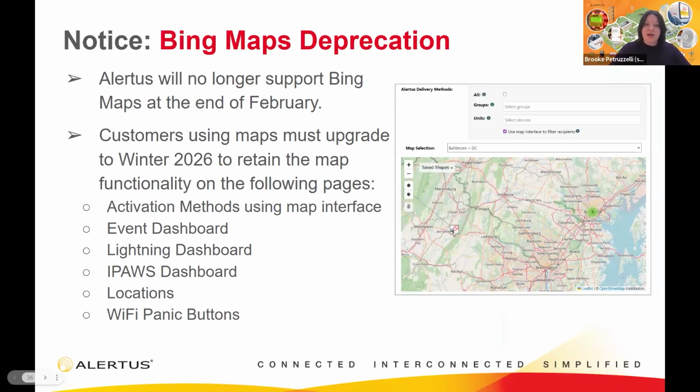Another important special notice is regarding the Bing Maps deprecation. Alertus will no longer support Bing Maps on our platform as of the end of this month. Customers who utilize mapping features in their Alertus console must upgrade to the Winter 2026 release to retain this functionality. The map functionality will be lost on the following key pages if the upgrade is not performed. So activation methods using the map interface to filter recipients, which is the screenshot that you see on the screen, the event dashboard, the lightning dashboard, the IPAWS dashboard, the locations page, and the Wi-Fi panic buttons page. We urge customers to upgrade as soon as possible and work with our tech support team if assistance is needed.